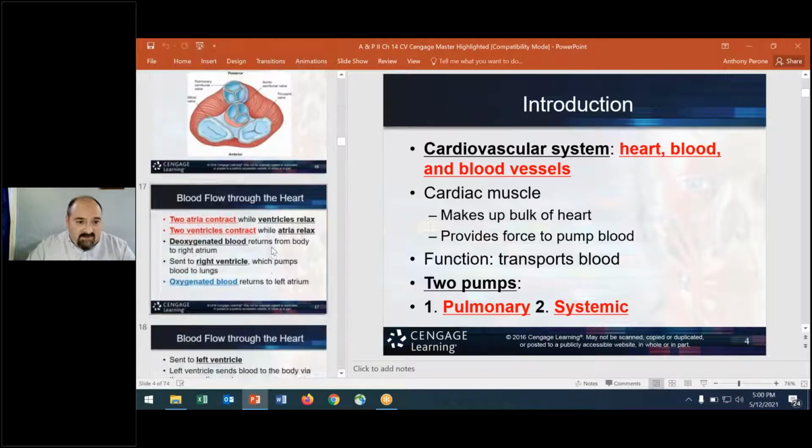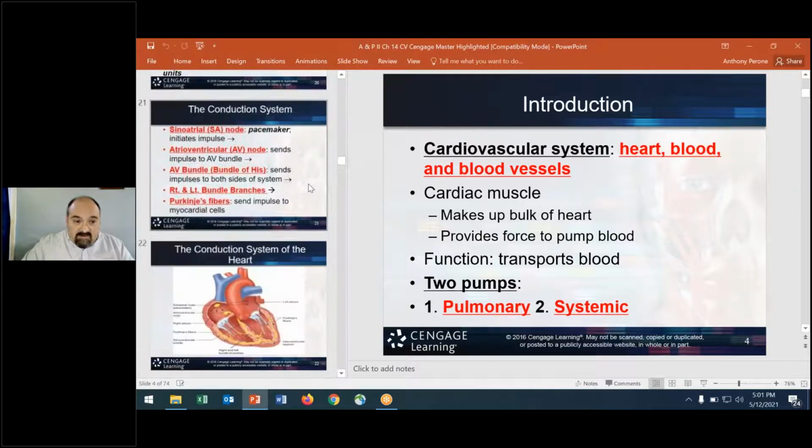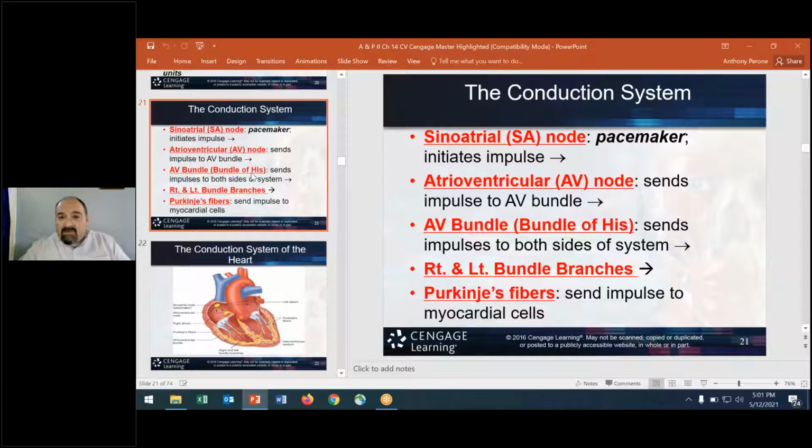Let's see, the valves. Recall again too, closure of the valves. This is what's causing the lub-dub, right? That's the closure of the valves that's creating that noise. It's not the opening and closure of the valves. Closure of those valves. Let's see here. As far as the conductive pathway of the heart, you should know this and not forget this.